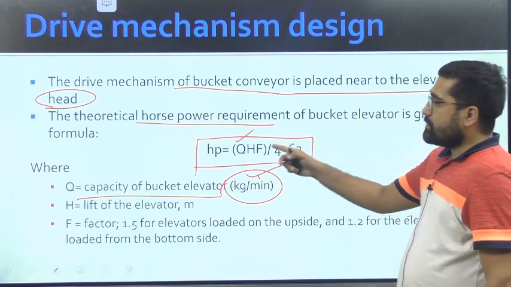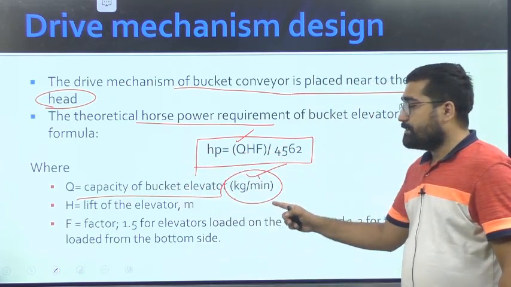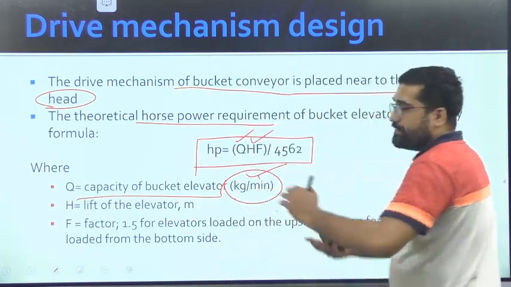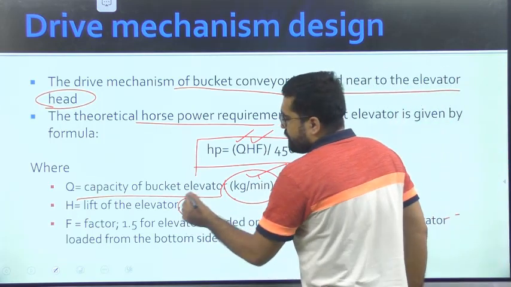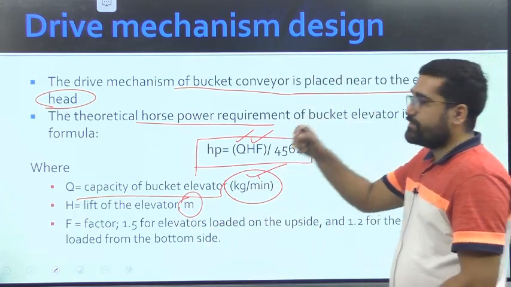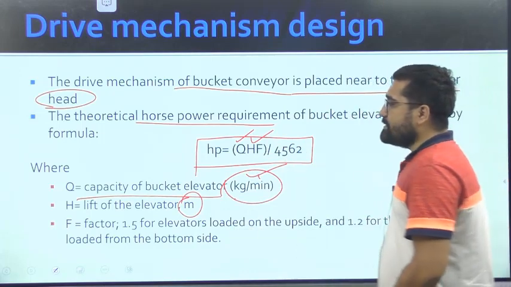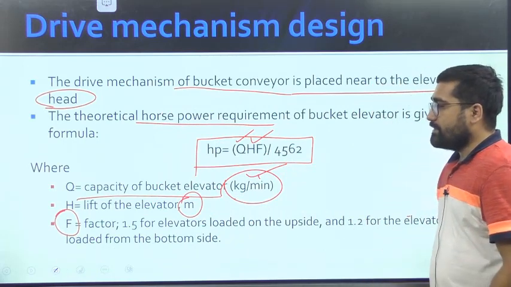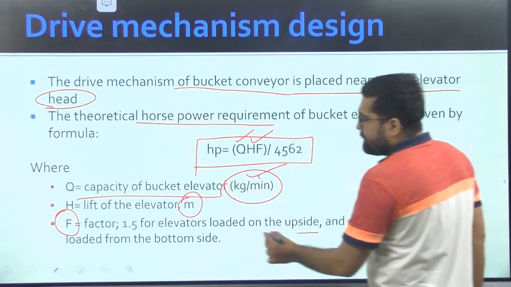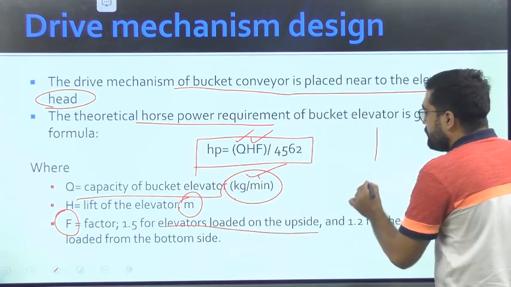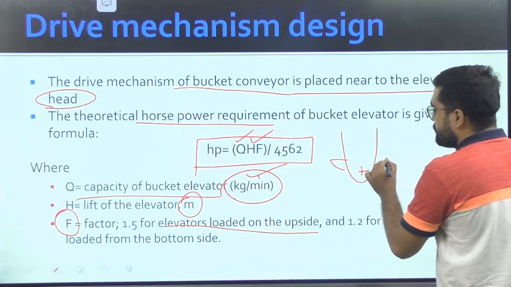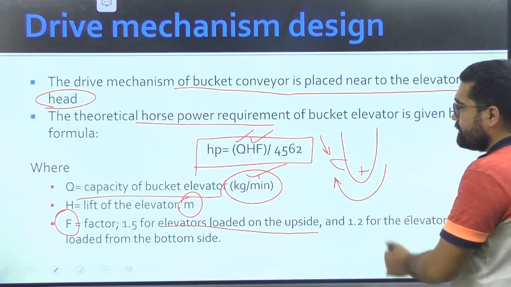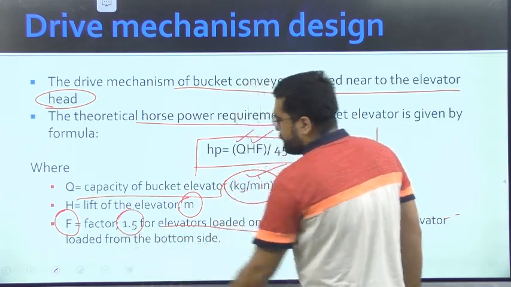Q is the capacity of the bucket elevator in kg per minute, then H is the height or the lift in meters, how many meters we are going to lift the product. Then F is the factor depending upon the loading of the material. Suppose it is upside loading, where the material is fed from the front side, from this end. Suppose the motion is like this and the material is fed like this, so this is upside loading. For that the factor we will consider is 1.5.